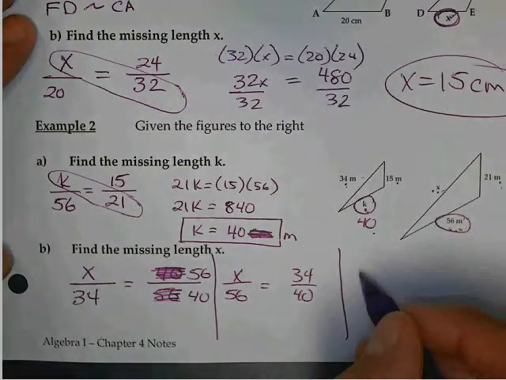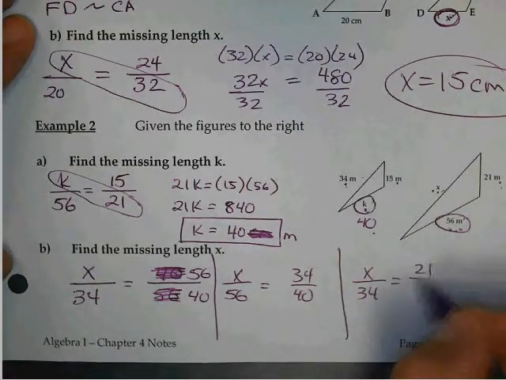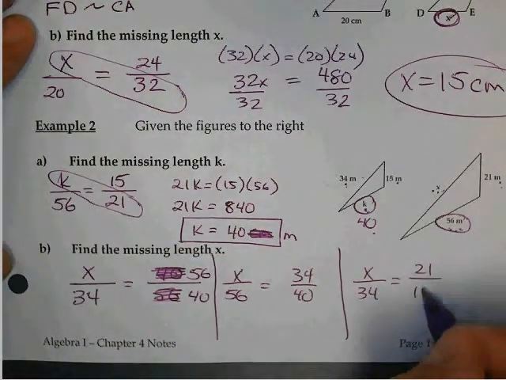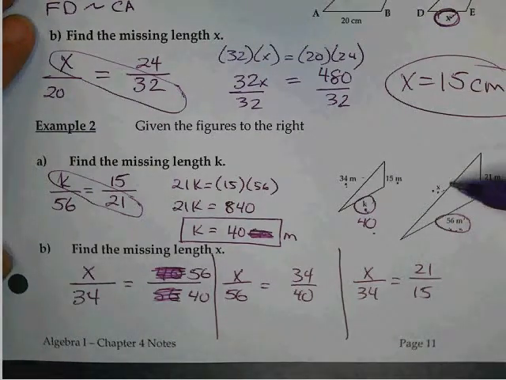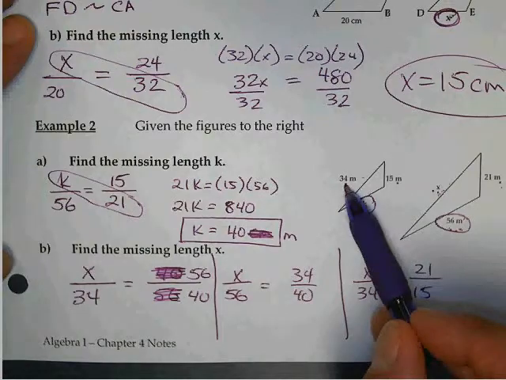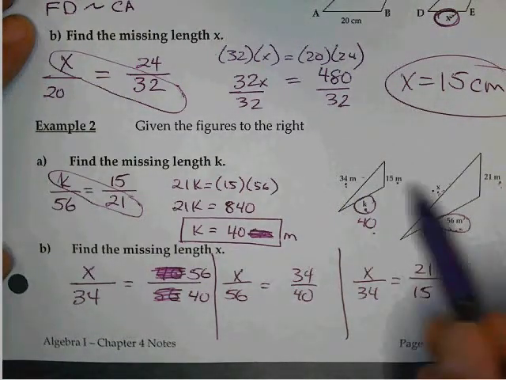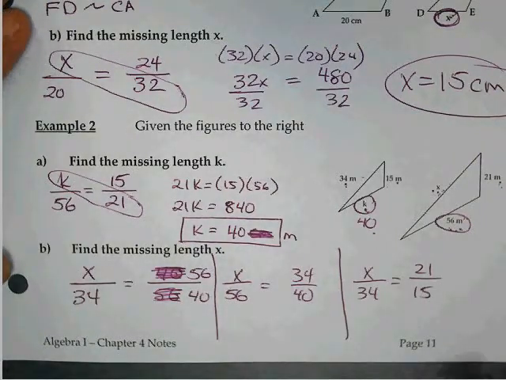And you would do something different, John. I did X over 34 is equal to 21 over 15. Let's look at that one. You did long side of the big, long side of the little, short side of the big, short side of the little. Perfectly fine. Now let's look at these.